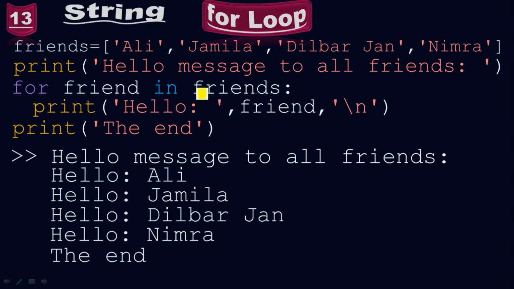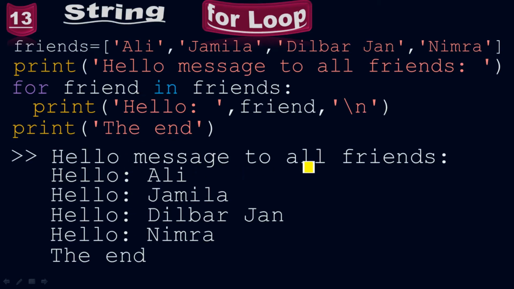So for friend in friends, then put a colon, press enter, and your new line will start from here. Print of hello with a colon and a space, comma friend, comma backslash n inside the quotes. And then the last message, print of the end. When you run it, you'll get this output.